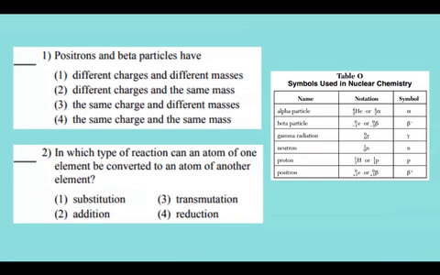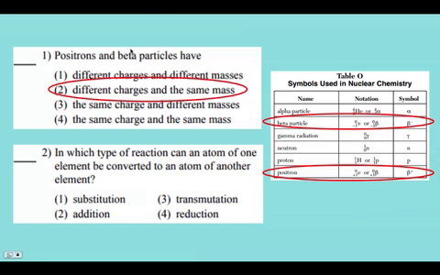So a couple of questions just to check in, and you can pause the video and try these out on your own. Positron and beta particles have, and if we look them up over on the side here, we can see the top number. Neither of them have mass, so they have the same mass, but we can see that their charges are different. Beta is -1, positron is +1. So the best answer there is choice 2. Different charges and the same mass.